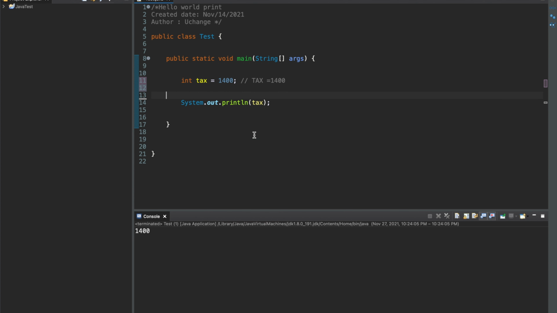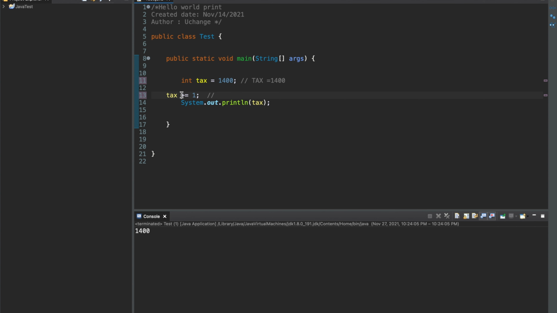So let's see what happens if I use plus equals to. On the same variable, I will just write tax plus equals to, and I'll assign a value of, let's say, 1. What I'm trying to say here is, if I do plus equals to, let me make a comment here and explain.